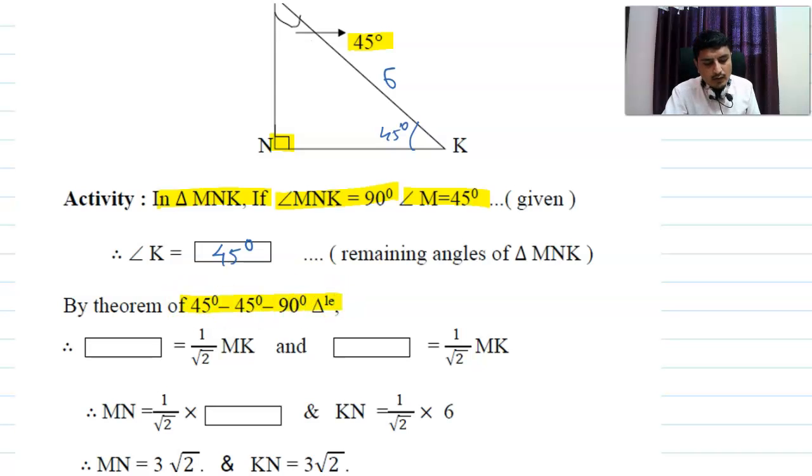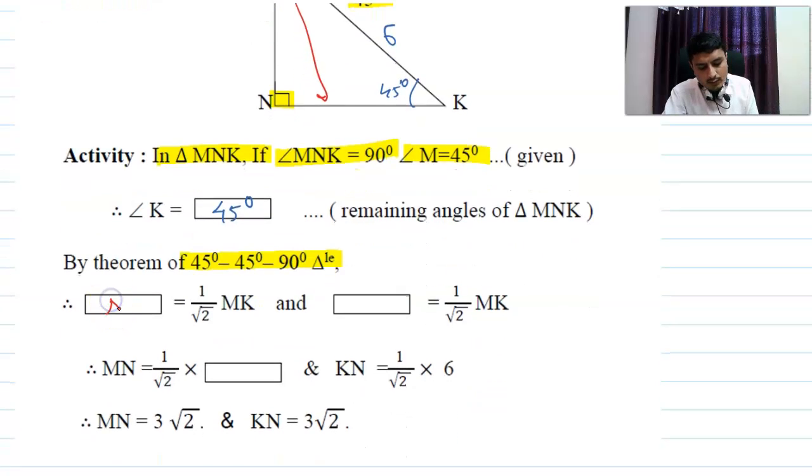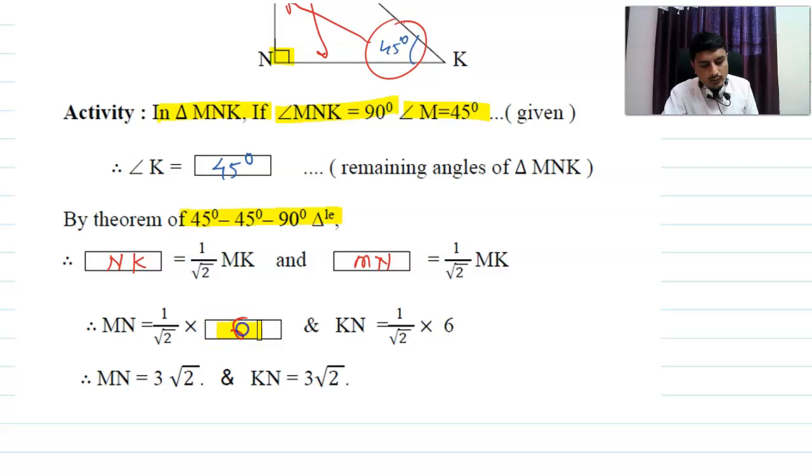The side opposite to the 45 degree angle M is NK. So we write NK equals 1 upon root 2 times the hypotenuse MK. The other side, opposite to the 45 degree angle K, is MN. So MN equals 1 upon root 2 times MK. Now the MK value is given as 6. So MN equals 1 upon root 2 times 6, while KN equals 1 upon root 2 times 6 as well.